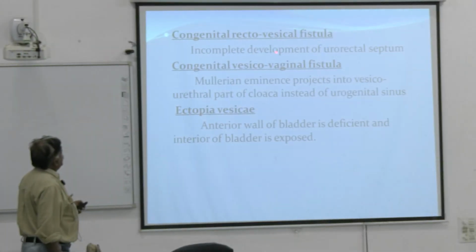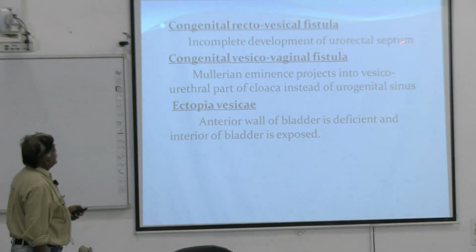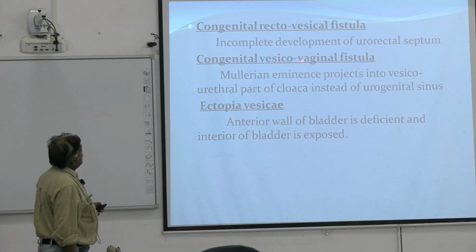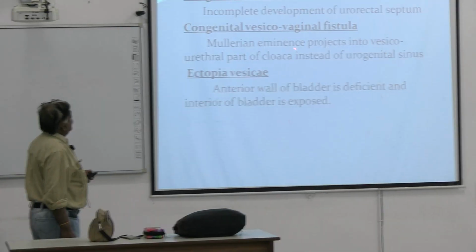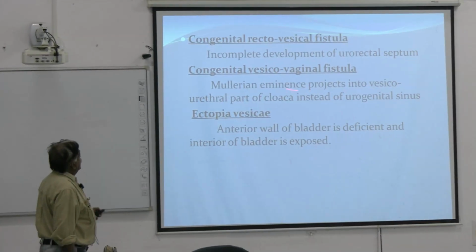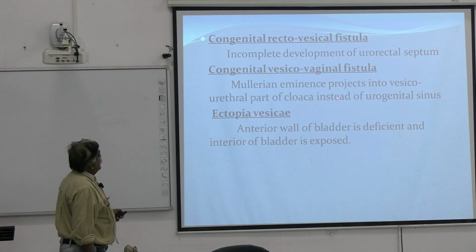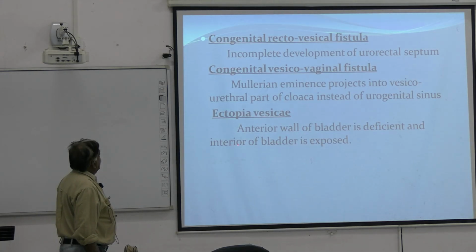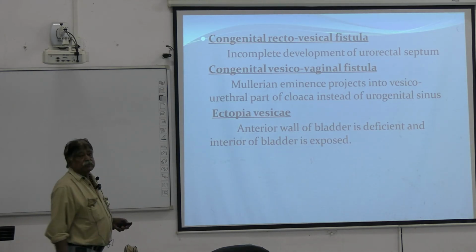Now the congenital rectovesical fistula: incomplete development of the urorectal septum. Congenital vesicovaginal fistula: the Mullerian eminence projects into the vesico-ureteral part of the cloaca instead of the urogenital sinus. Ectopic vesicae: the anterior wall of the bladder is deficient and the interior of the bladder is exposed.